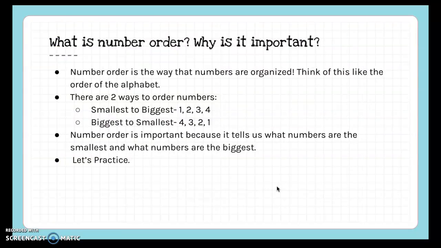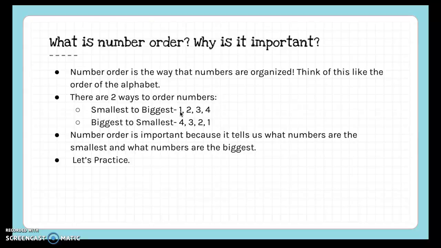So what is number order and why is it important? Number order is the way that numbers are organized. A good way to think about this is like thinking about the order of the alphabet. There are actually two different ways to order numbers. We can order them smallest to biggest, so 1, 2, 3, 4, and biggest to smallest, 4, 3, 2, 1. So number order is important because it tells us what numbers are the smallest and what numbers are the biggest.